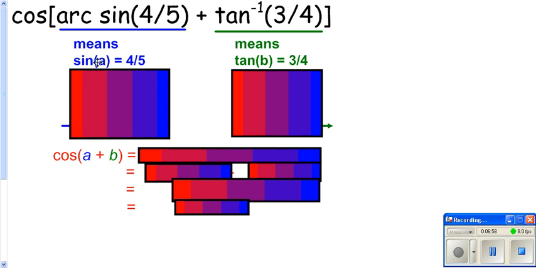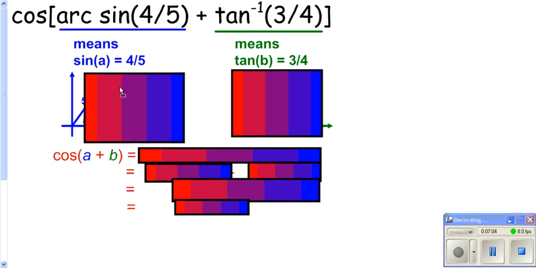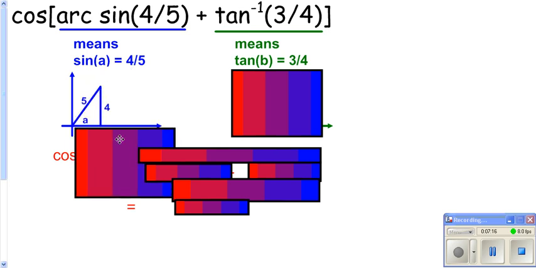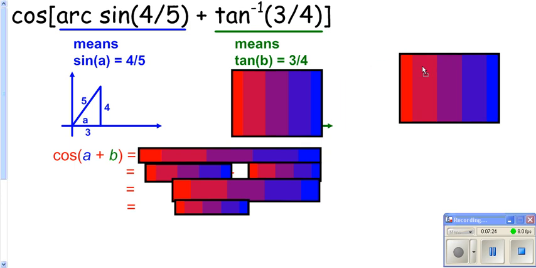Remember, sine inverse is defined in quadrants 1 or 4, and it's positive in quadrant 1. So we're going to draw ourselves a triangle in quadrant 1. Come out from the origin, make a right angle to the x-axis. Remember, sine is opposite, 4, over your hypotenuse. Label that as A. You could remember that it's a 3, 4, 5 right triangle, or use your Pythagorean theorem.